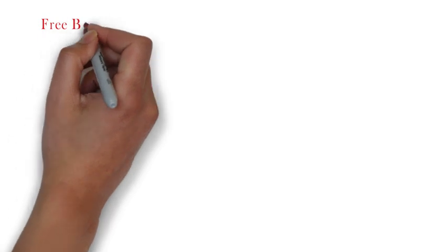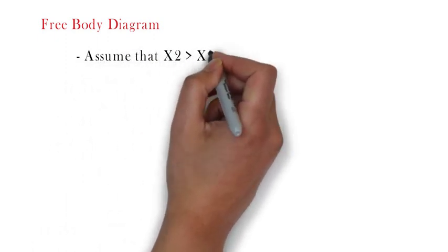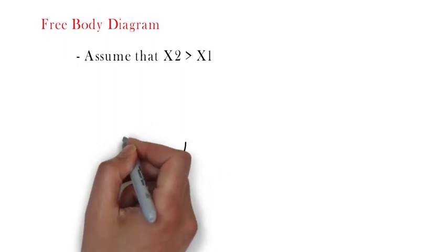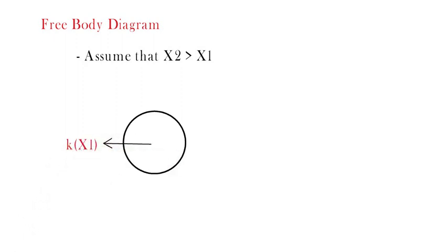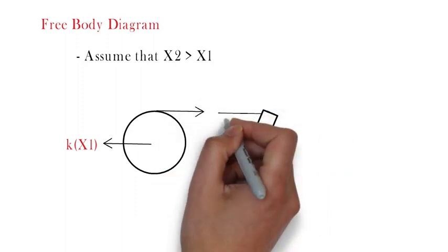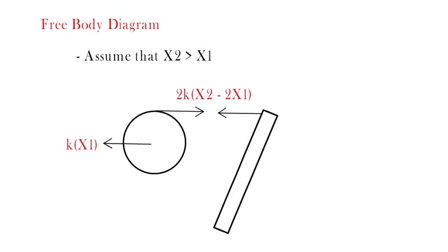The first step we need to do is draw the free body diagram. Let's make an assumption that x2 is greater than x1. So here is how the first force acts on the disc. This is how the second and third forces acting on the disc and the rod will look. And here is the last force acting on the rod. At the rod, we have mg.